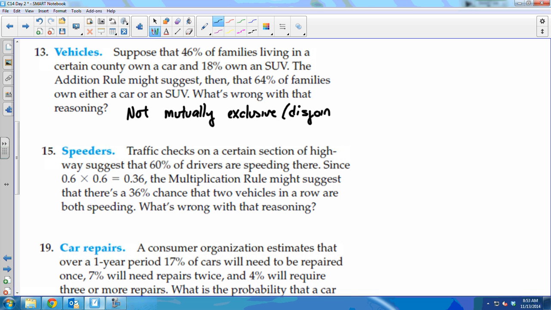You could own a car and an SUV, right? So then you can't add them. We'll talk about things like that in chapter 15.